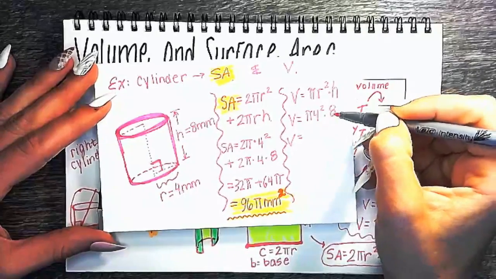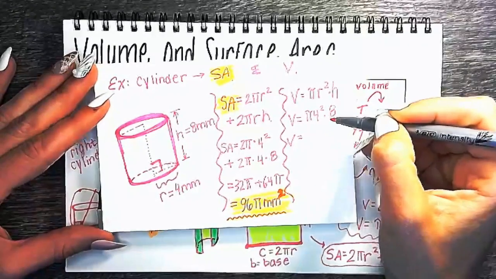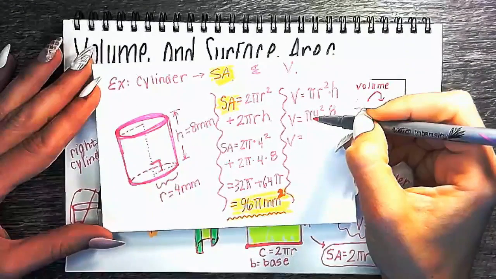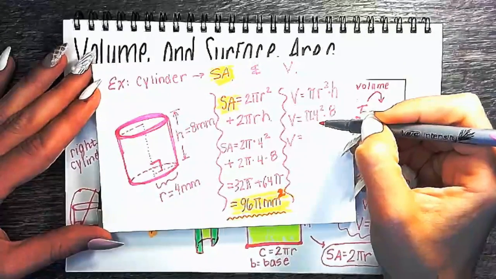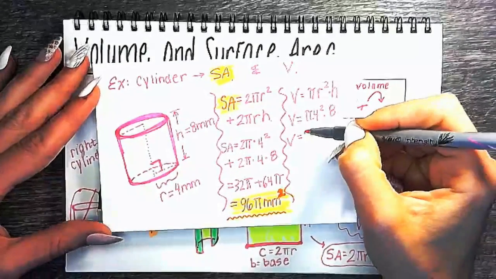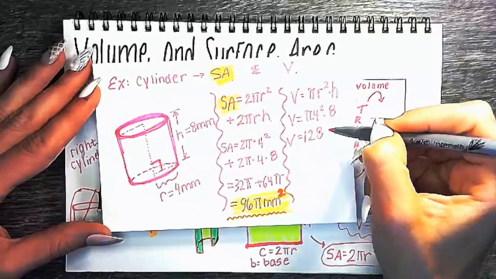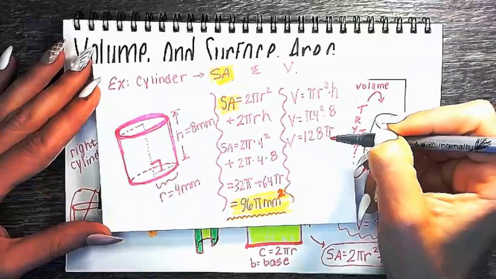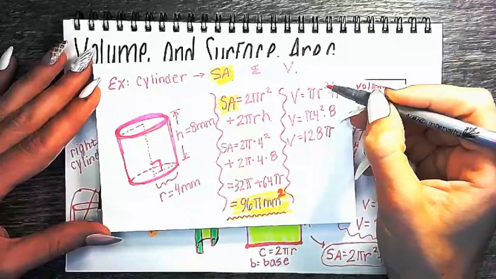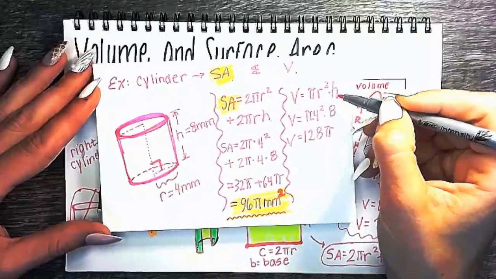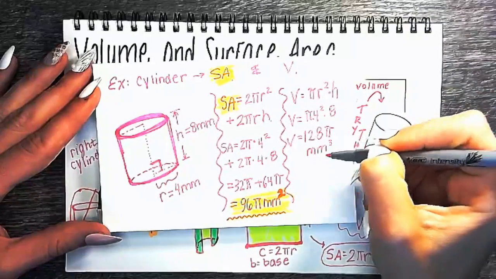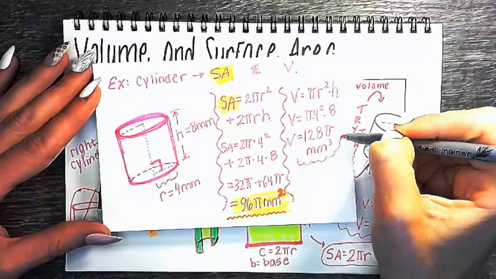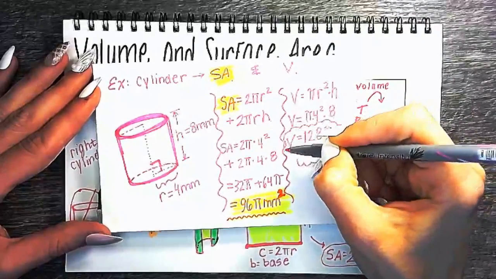That's the same as 8 times 8 times 2 for anyone who's trying to get better at mental math. So 16 is 8 times 2. I know 8 times 8 is 64. Times 2, it's 128. So 128 pi. Now that would have been millimeters squared times millimeters. So now we have millimeters cubed. And that's the end of the volume.